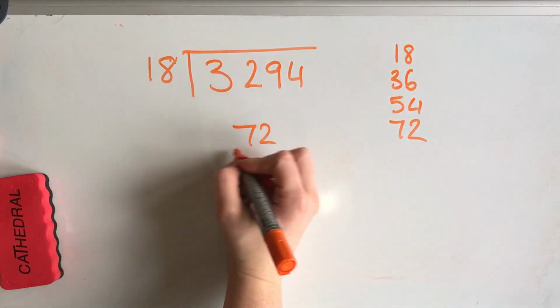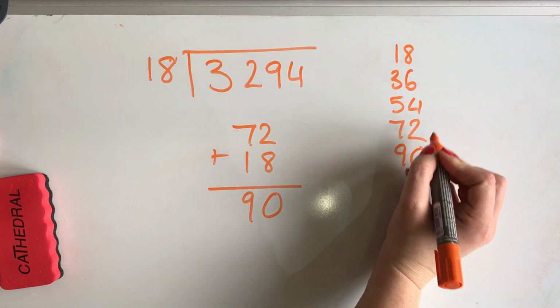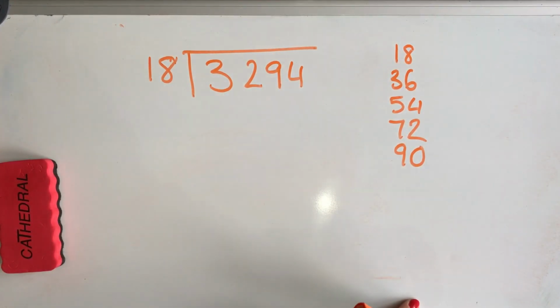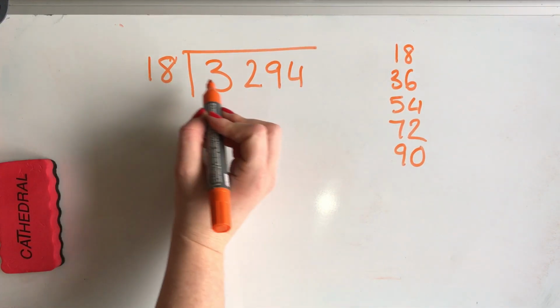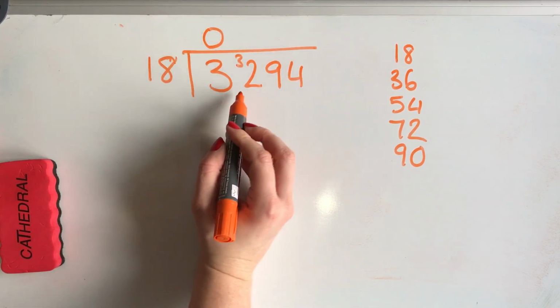And then I've got 72 plus 18, which will give me 90. Now I'm just going to stop there because I might need to add some more to it, but I don't want to go all the way up to 10 times 18 if I don't need to. So then how many 18s are there in 3? Well, there's 0. So I need to carry over that 3.